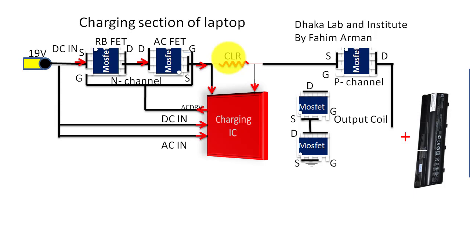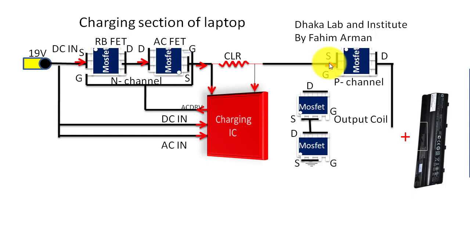The charging IC will get the sense that 19 volt has come out from the MOSFETs perfectly. CLR is called the current sensor resistor. And this 19 volt also goes to the source point of that MOSFET. This is called the discharging MOSFET.